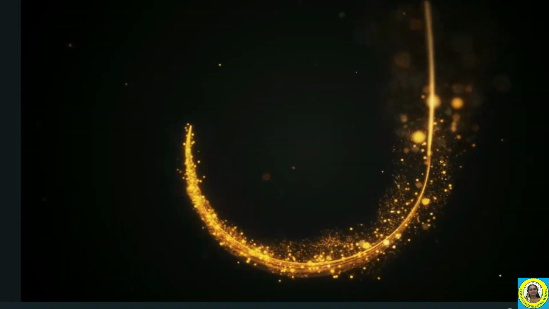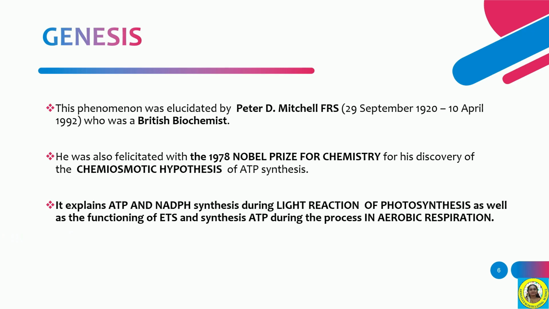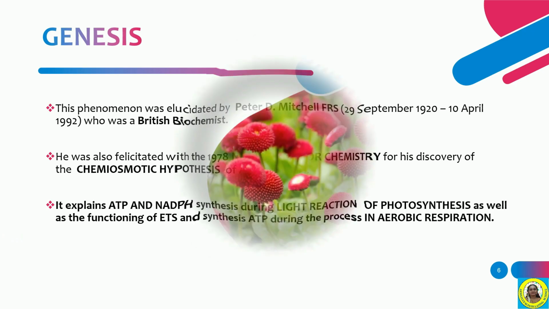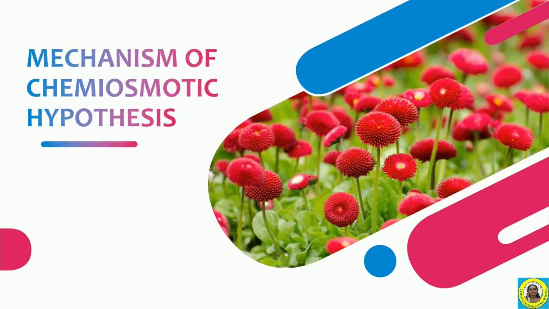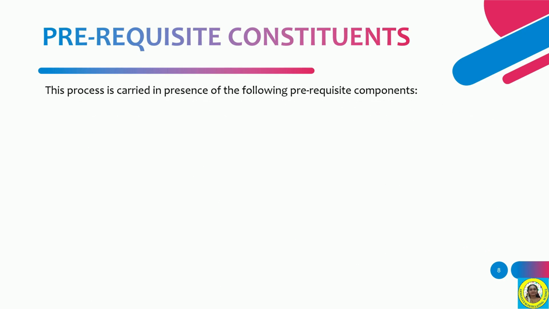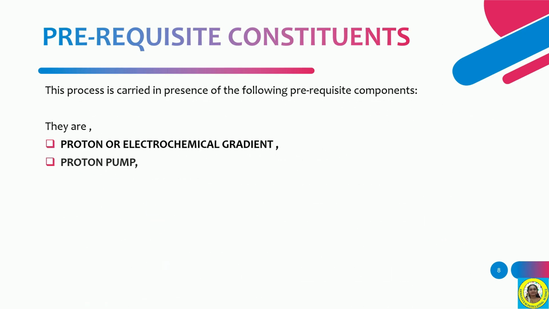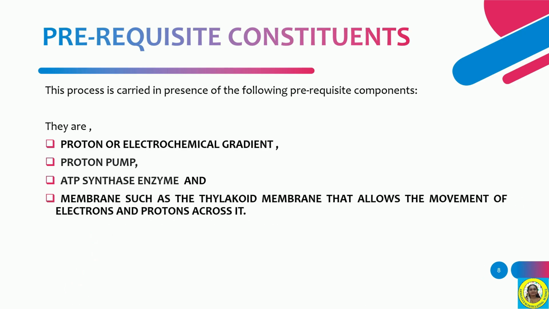Let's continue further to explore more. So let's discuss the mechanism of chemiosmotic hypothesis. For any process to occur, there will be some basic requirements. Here, for the chemiosmotic hypothesis to apply, it requires a few basic components, or you can call them prerequisite components for this phenomenon to occur.